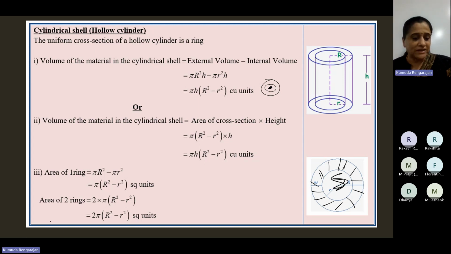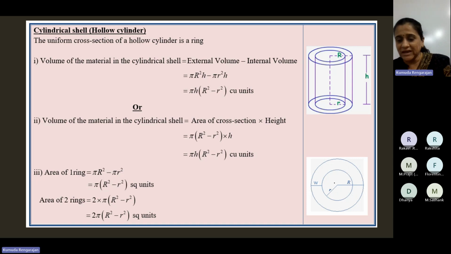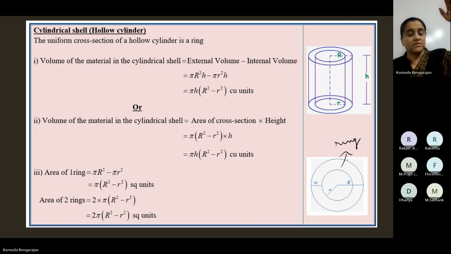Now, when you stack many identical rings like this, it can be a metal plate, whatever material it is. If you have many identical rings like this, you stack them. That will form a hollow cylinder with a thick wall. You can imagine that.